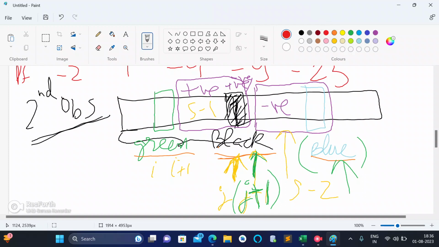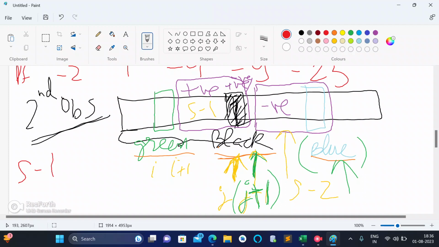So from this I can make a conclusion that if I make section 1, we can easily show that in section 1 there is a positive value.